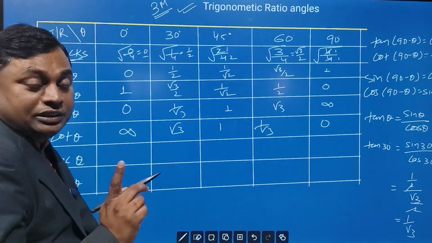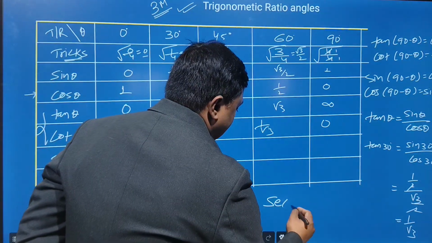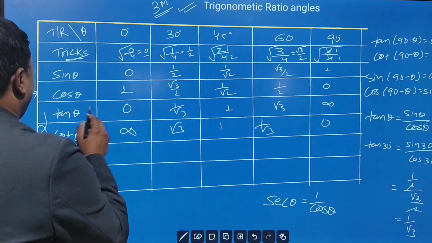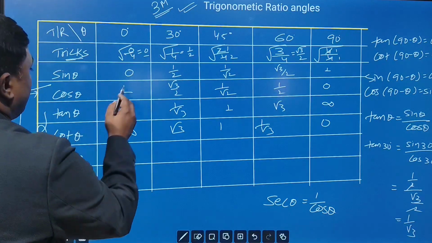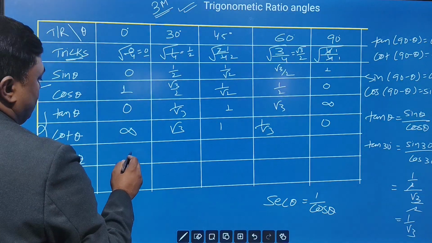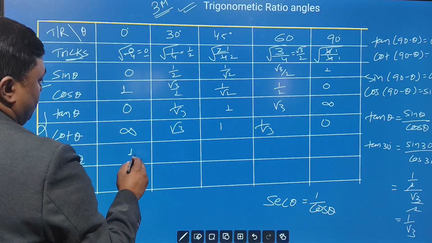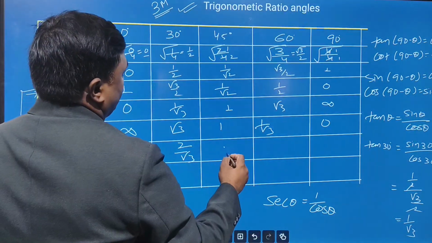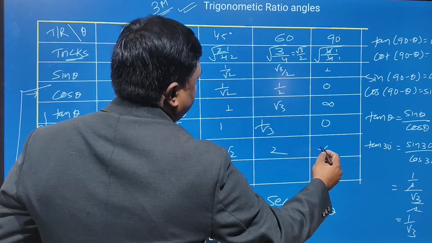To know the value of secant theta, as we know, secant theta is the reciprocal of cos theta. So just take the reciprocal of cos. So one's reciprocal is what? 1. Here 2 by root 3. Here the reciprocal is root 2. Here 2. 0's reciprocal is not defined.